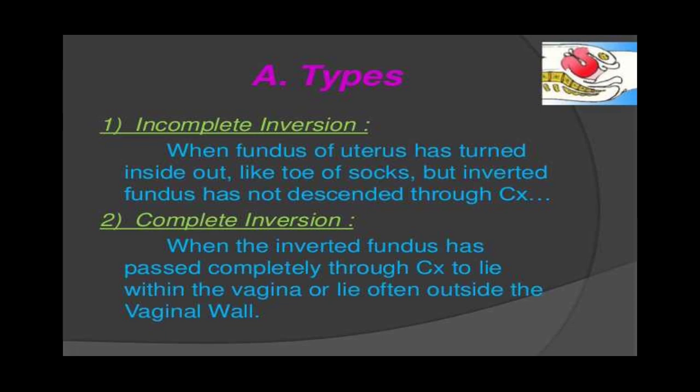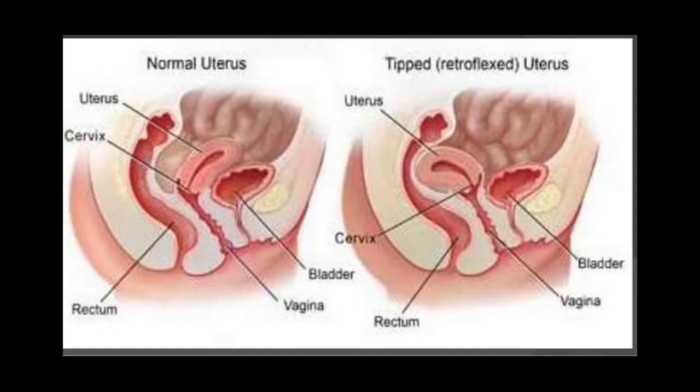Then complete inversion is when the inverted fundus has passed completely through the cervix to lie within the vagina or often outside the vaginal wall. So when it starts coming out, that is called complete inversion. Here this is the normal uterus and the tipped or retroflexed uterus, how it is flexing.